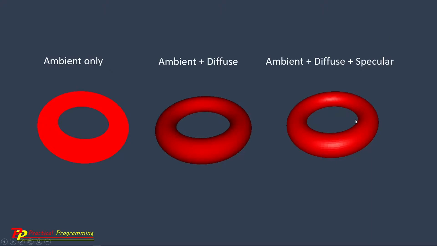You can see that the torus with only the ambient light looks flat and has no 3D features. The torus with the diffuse light has the 3D effect. You can see the 3D nature, while the torus with the specular light looks more 3D and realistic. The light reflection depends on the angle at which the light hits the surface. The angle is very important to the diffuse light and the specular light.